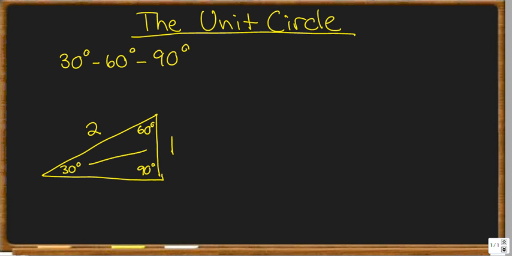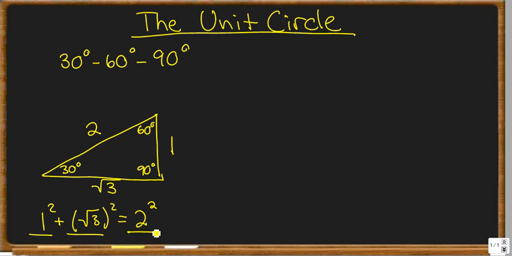The side opposite the 30 would be a 1, and the side opposite the 60 is going to be the square root of 3. Now, this all holds perfectly, because if we do the Pythagorean theorem, you'd see that 1 squared plus the square root of 3 squared equals 2 squared. And that is true. This is 1 plus 3 equals 4. So this is the first triangle that we're going to need to know.